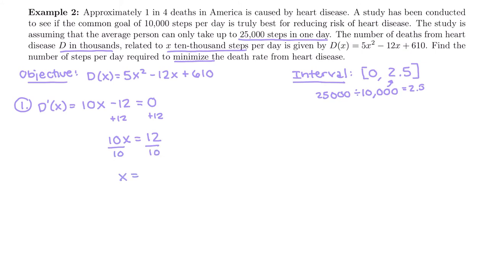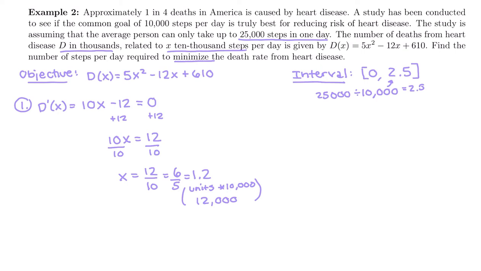We don't want 10 times x. We just want x by itself, which is going to be 12 over 10. You could reduce that to be 6 over 5, or if it comes out to be a nice decimal, we'll do that. It's 1.2. So we're telling them to reduce risk of heart disease, take 1 and 0.2 steps? No. Remember our units. How many steps are we really telling them to take? If you multiply that by the 10,000, the units that we're in, we're saying maybe the answer is take 12,000 steps.